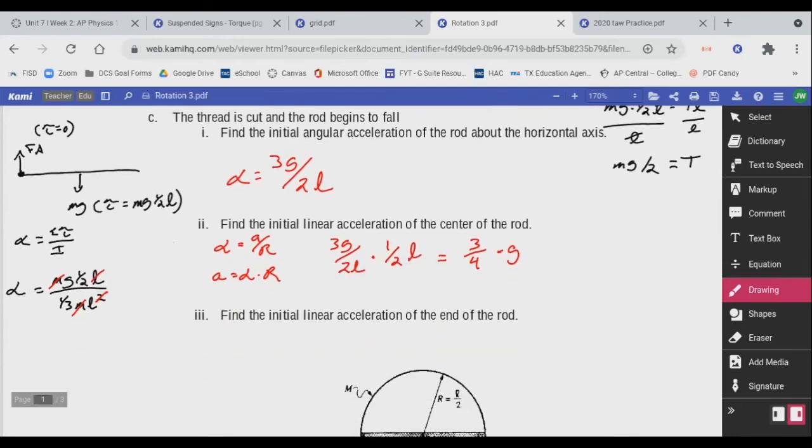We only have one more for this example. It says find the initial linear acceleration of the end of the rod. Well, we know that a is equal to alpha times radius. We said that alpha is 3g over 2L. And then for the end of the rod, that's going to be a full length away. So we're just going to multiply by L, which would give us 3/2 times g.